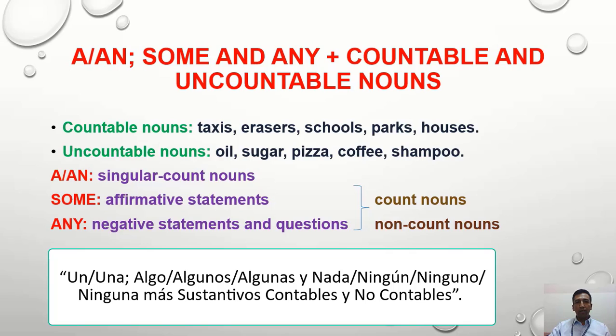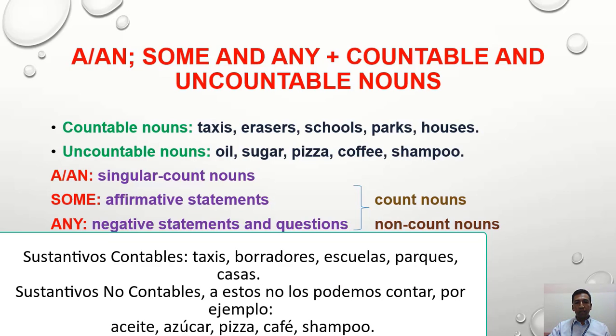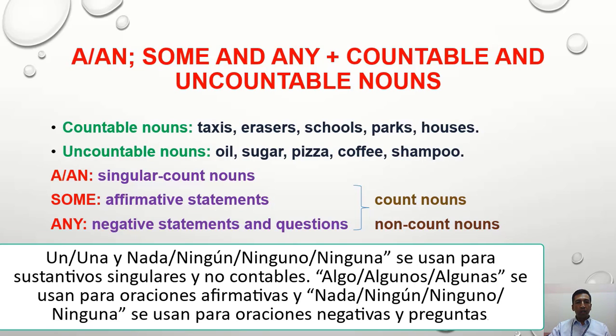A and an, some and any, plus countable and uncountable nouns. Countable nouns: taxis, erasers, schools, parks, houses. Uncountable nouns means things that we are not able to count. For example, oil, sugar, pizza, coffee, shampoo.